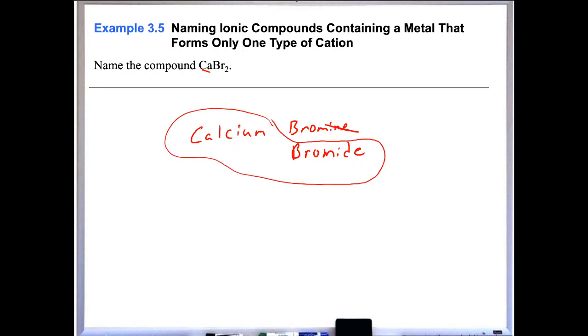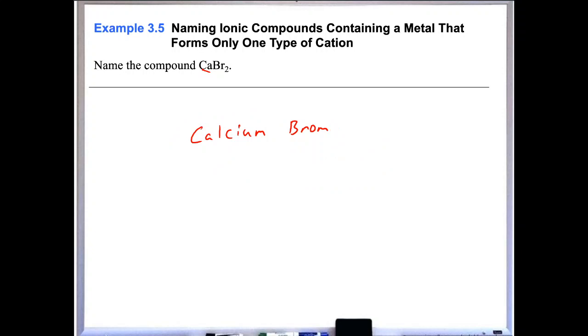Like I said, you don't have to write out bromine and change it to bromide every time on your paper, just until you get the hang of it. You could even write out bromine, then erase it and write bromide. But once you get the hang of it, you'll be doing it in your head. I wouldn't have to think to call this compound calcium bromide. It would just happen. But until you get the hang of it, you might want to write it out if that helps you.